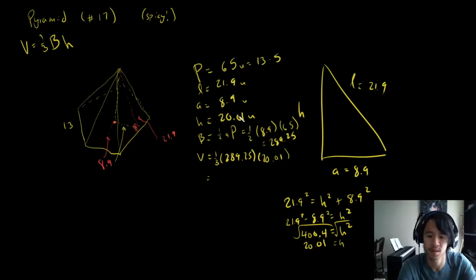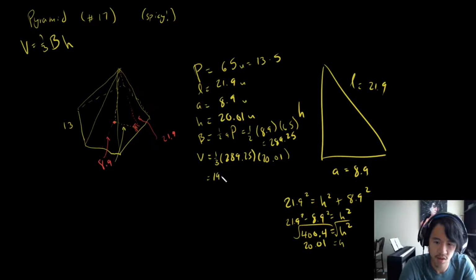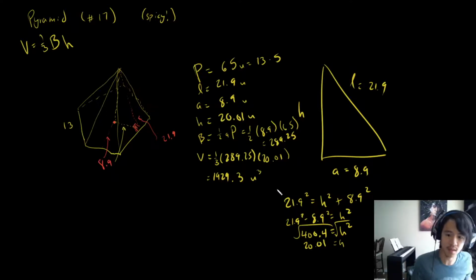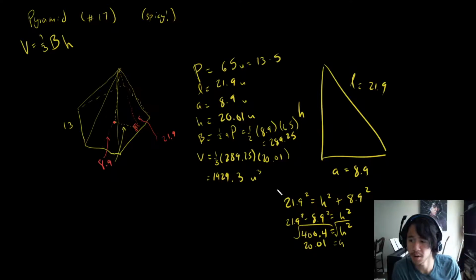1929.3. 1929.3, and this will be units cubed. So that's going to be it for this question. We have a few more to go. So yeah, let's go ahead and get to it.